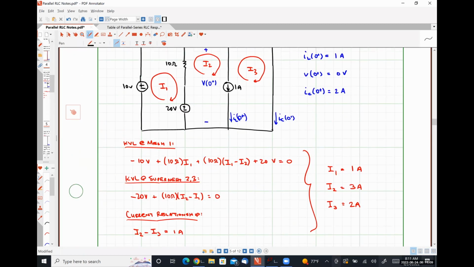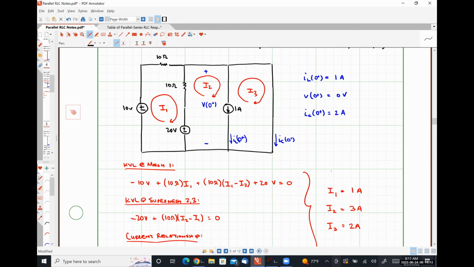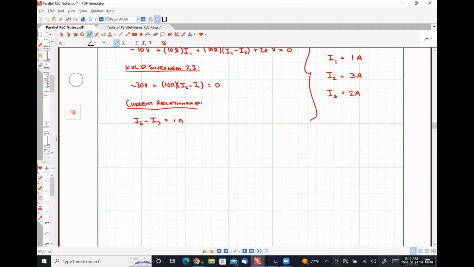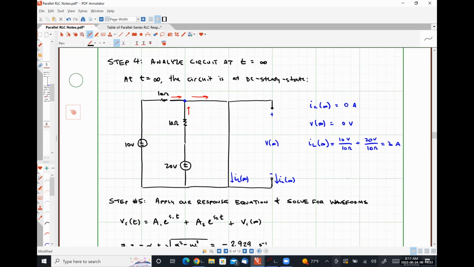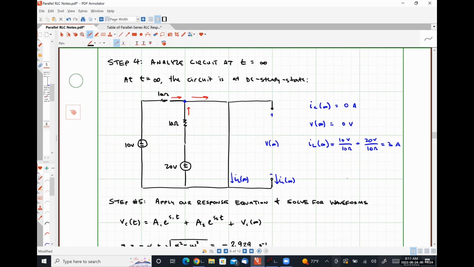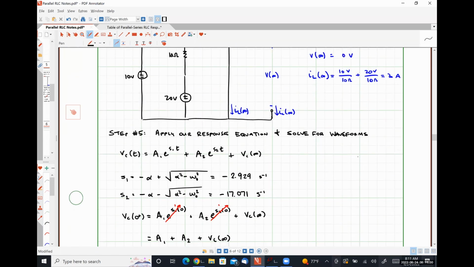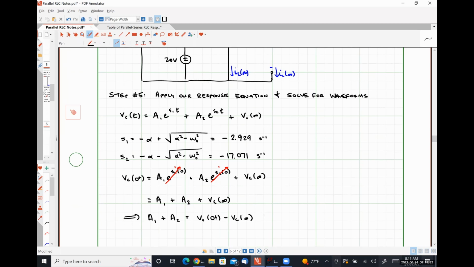So at 0 plus, our voltage V, which is representative of our capacitor voltage, was 0. And at infinity, our capacitor voltage was also 0. So that means that A1 plus A2 must equal 0. And this is our first equation.